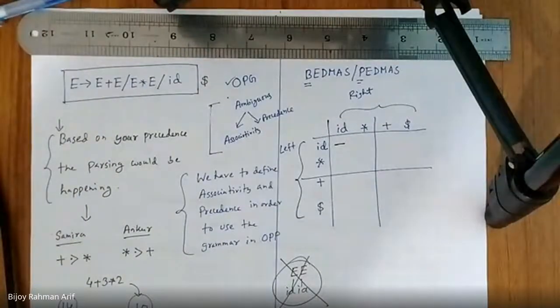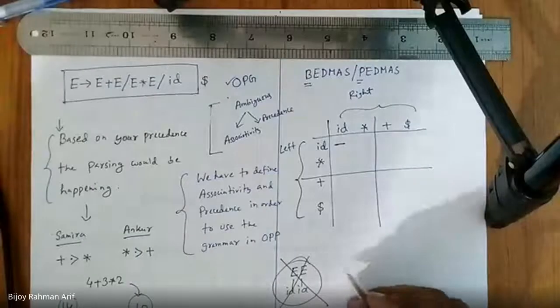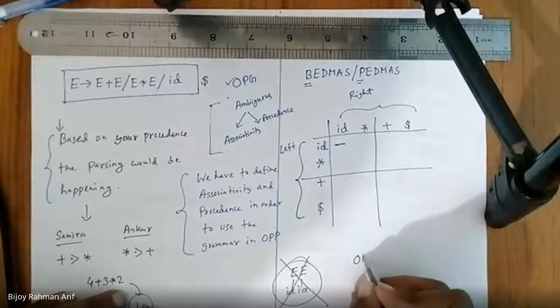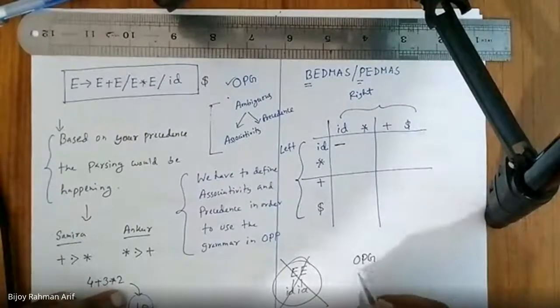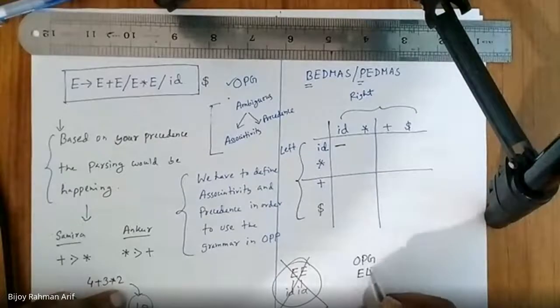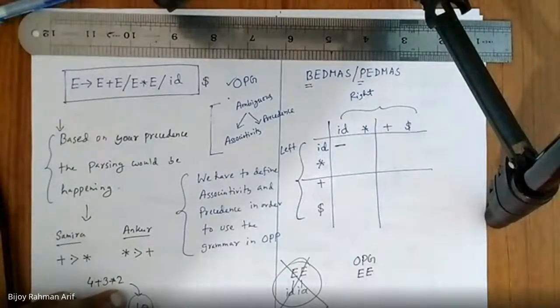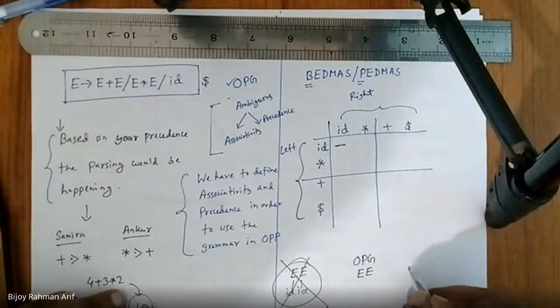Did you get it? Yes, sir. Now, ID and star. It is the operator precedence grammar, so we can never allow two variables side by side. Am I right? One, you can get ID and ID.